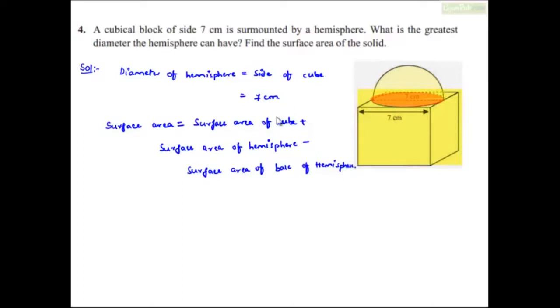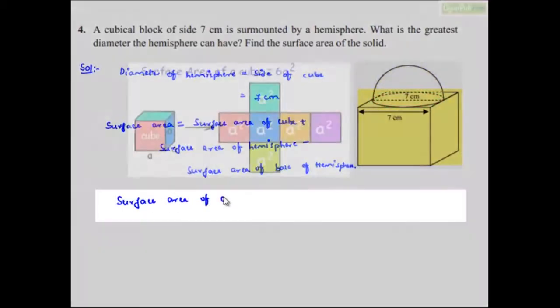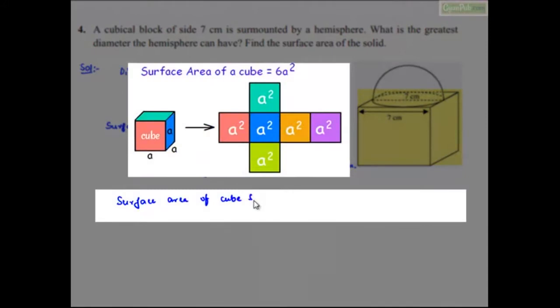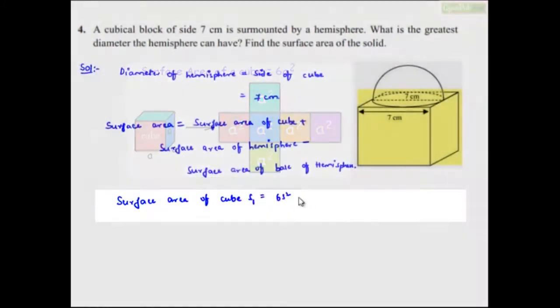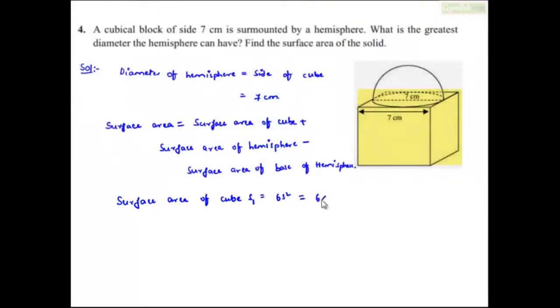So here we have the side of the cube as 7 centimeters. We know that the surface area of the cube, let it be S1, is equal to 6s square, which is equal to 6 times 7 into 7, that is 294 centimeter square.